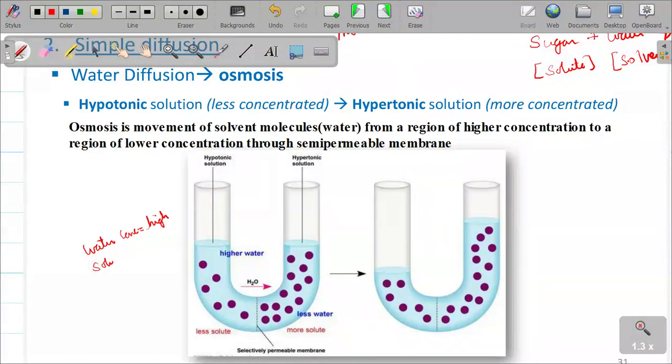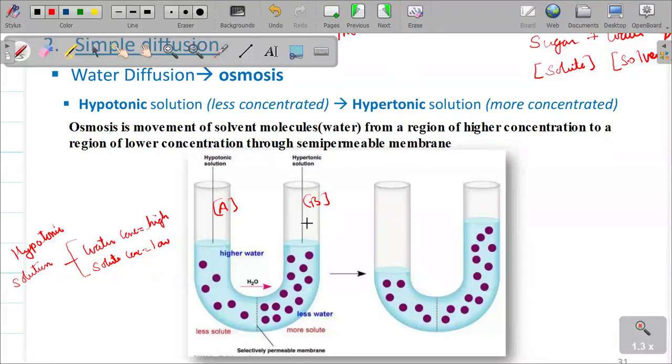Solute concentration is low when we compare the two media. Say this is medium A, and this is medium B. When water concentration is high, solute concentration is very low. So since solute is very low, it is called hypotonic. Tonic stands for solute. It is called a hypotonic solution.